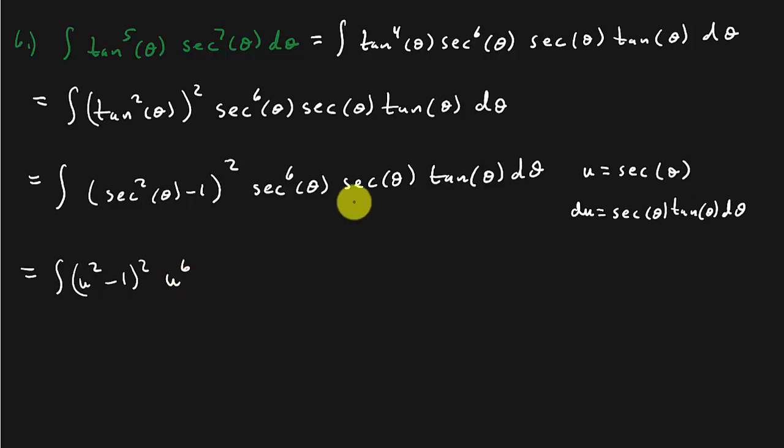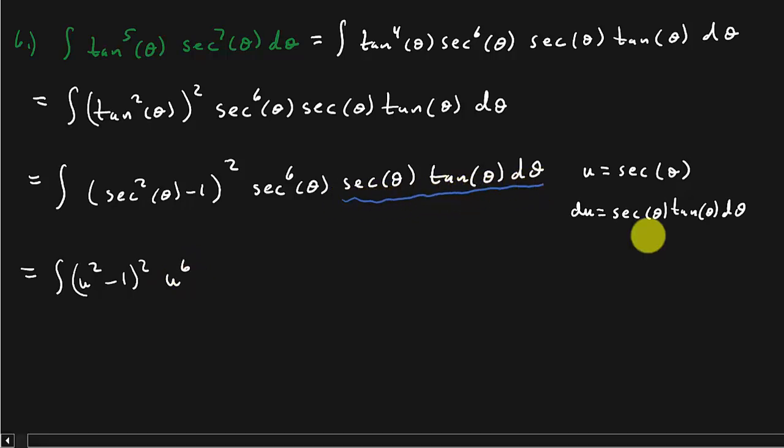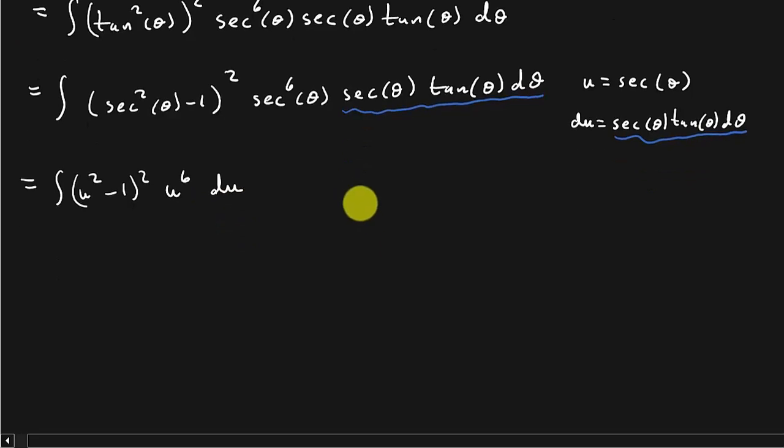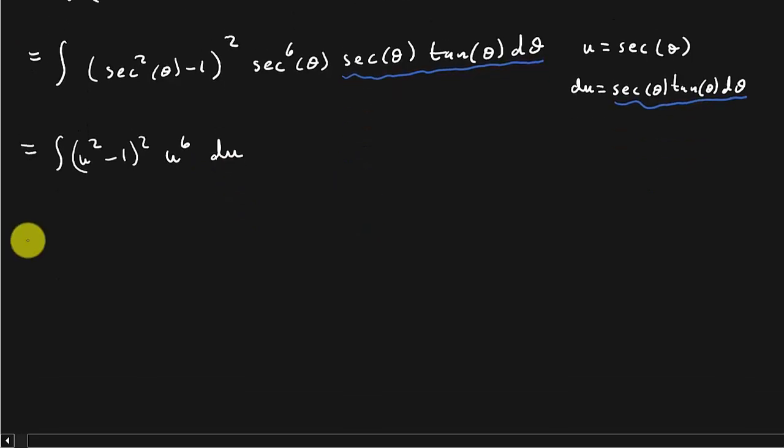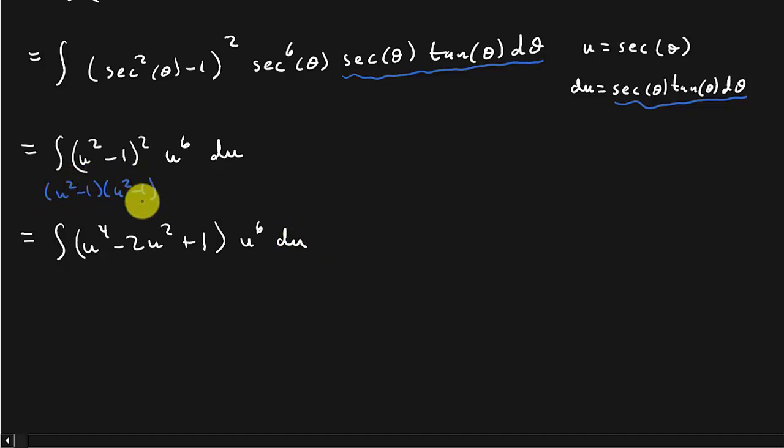And then, look at this. You see that? I'm going to replace that with du. And then I need to multiply that out. That's going to be u to the fourth minus 2u squared plus 1 times u to the sixth du. Once again, remember, this is just u squared minus 1 times u squared minus 1. And I multiplied it out.